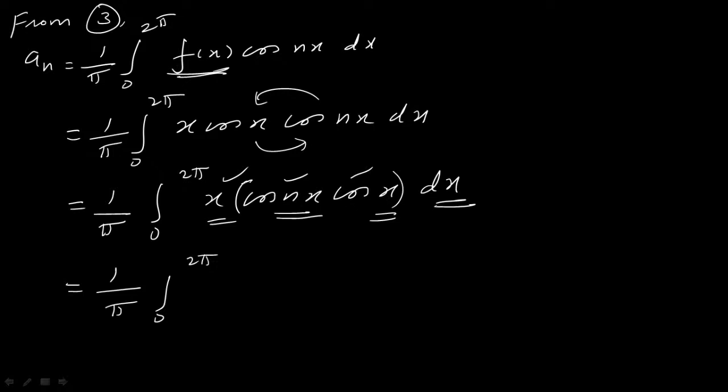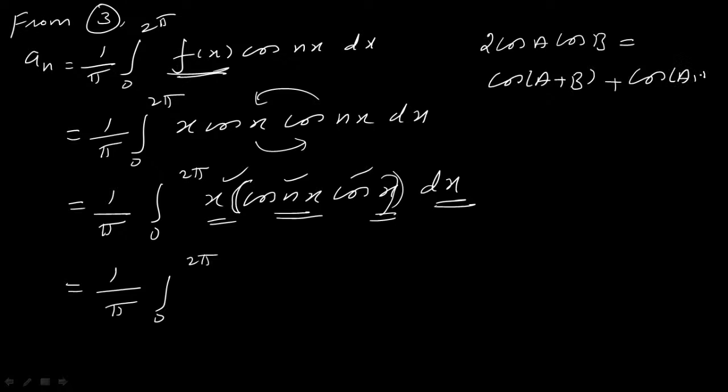For that, let me combine these two, right? This is of the form cos A cos B. So you know the formula for 2 cos A cos B, right? 2 cos A cos B is equal to cos (A plus B) plus cos (A minus B). So by making use of this formula, we have the formula for 2 cos A cos B, but here we don't have 2. So for that we have to multiply and divide by 2.